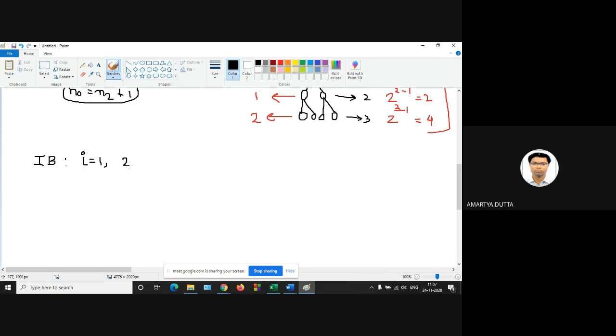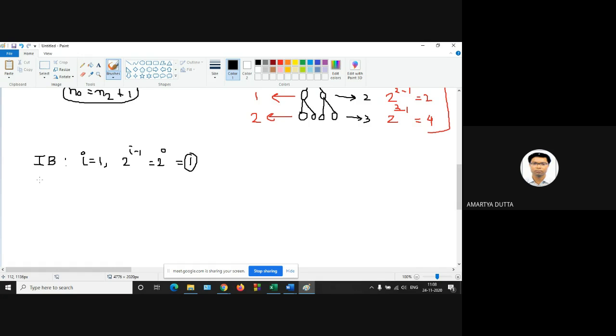So 2 to the power I minus 1 means 2 to the power 0, that is 1. So only one node can be there in the level I equal to 1. At the first level, there will be only one node. This is the root node. Okay, so the base case is proved.